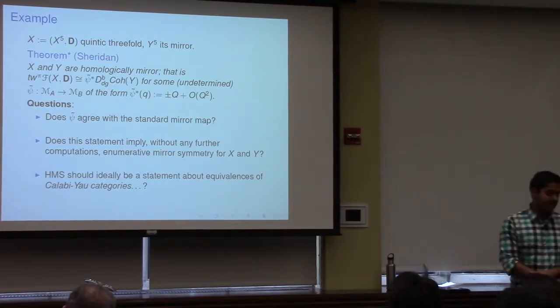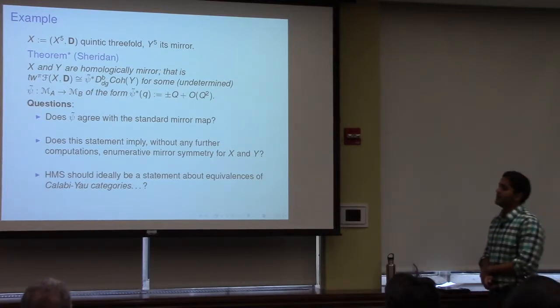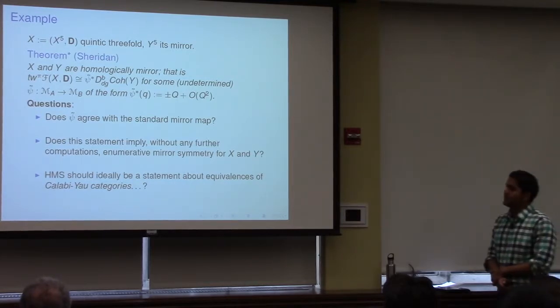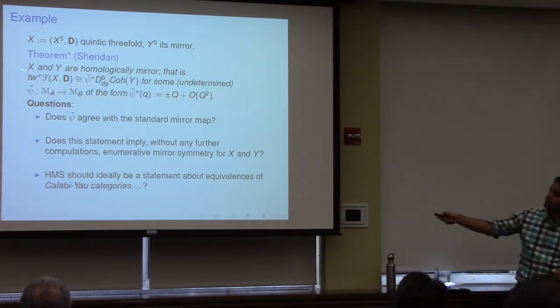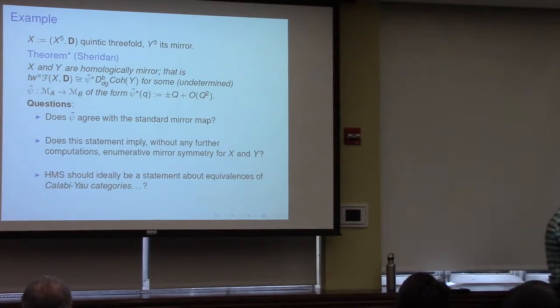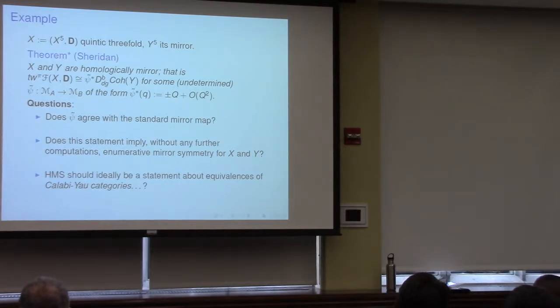The second question we might ask is, does this statement imply, without any further computations, enumerative mirror symmetry for this pair X and Y? And the third question maybe is more about the equivalence of categories itself, but it follows from the same techniques. This equivalence given is an equivalence of A-infinity categories. But for the purposes of non-commutative geometry and topological field theories and so on, the natural thing to study are Calabi-Yau categories. So one might ask, what do we know about equivalences of Calabi-Yau categories?